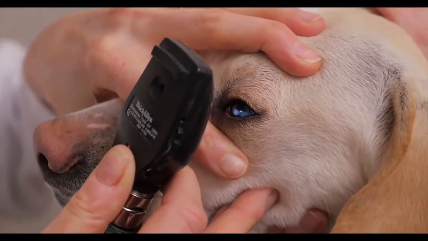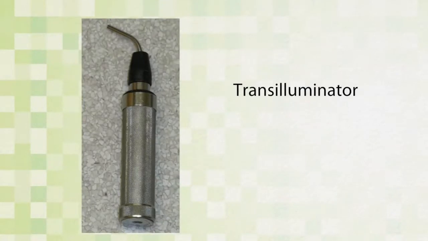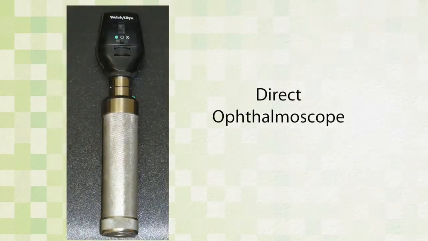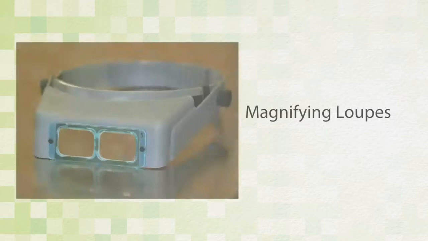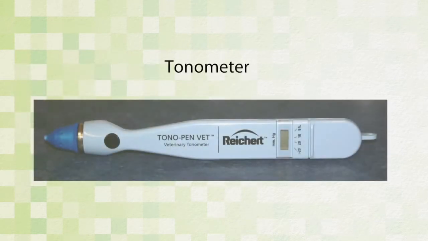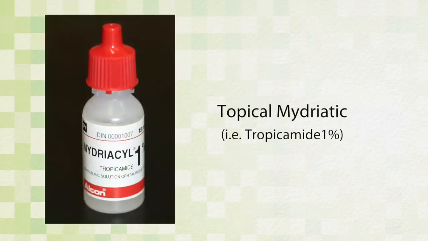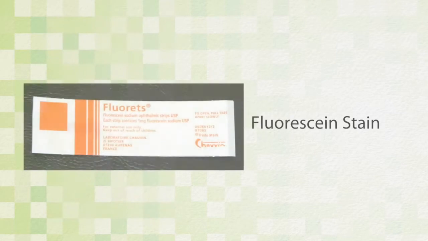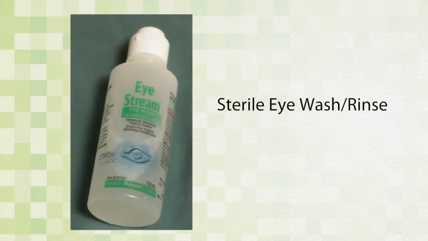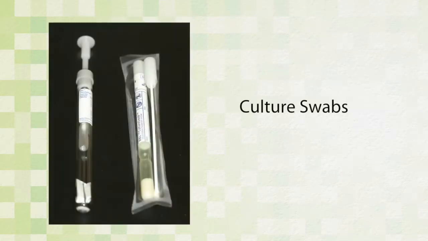There are some basic equipment and supplies that are required for a complete examination. These are a transilluminator, an indirect fundoscopic lens, a direct ophthalmoscope, magnifying loops, Schirmer tear test strips, a tonometer, topical mydriatic agents such as tropicamide, fluorescein stain, topical ocular anesthetic drops such as proparacaine, sterile eye wash, and culture swabs.